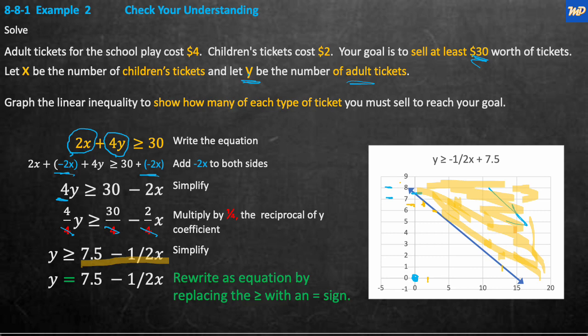So remember, you look at this, are you above or below, greater than or less than? If it's greater than, you go above the line. If it's less than, you go below the line. Those are all your solutions.